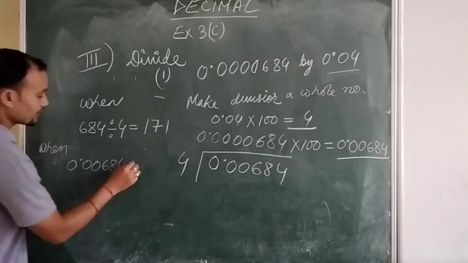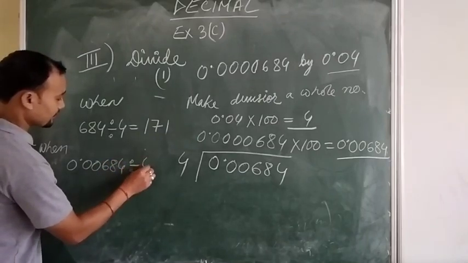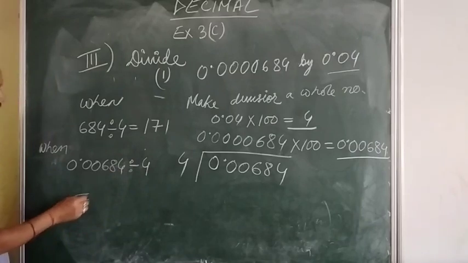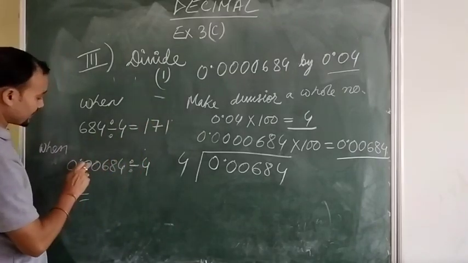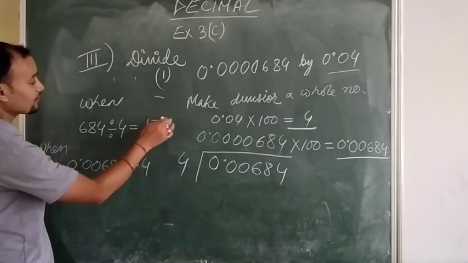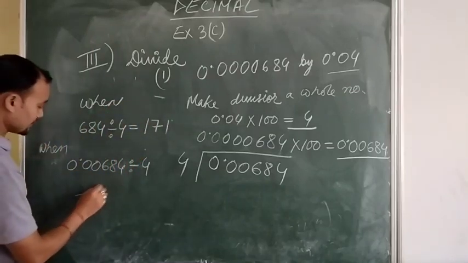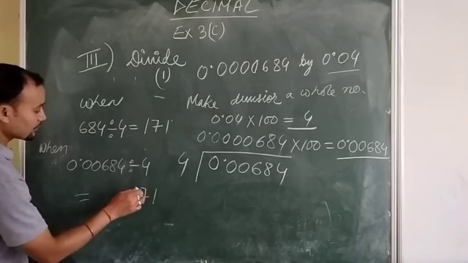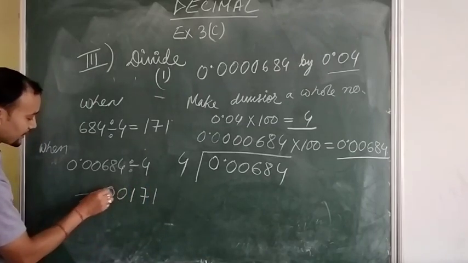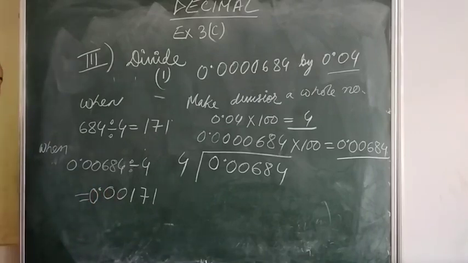When 0.00684 is divided by 4, what will be the answer? See, the decimal shifts 1 place, 2 place, 3 place, 4 place, 5 place to the left. That is 0.00171. This is the answer.